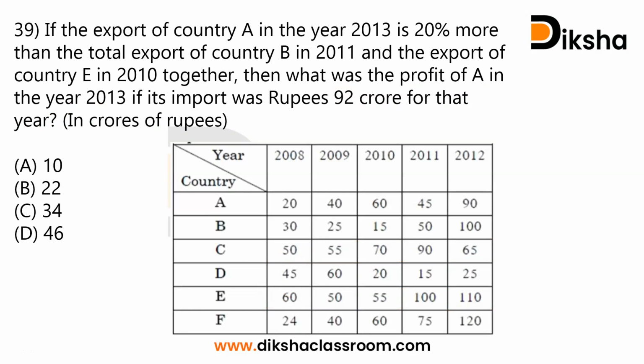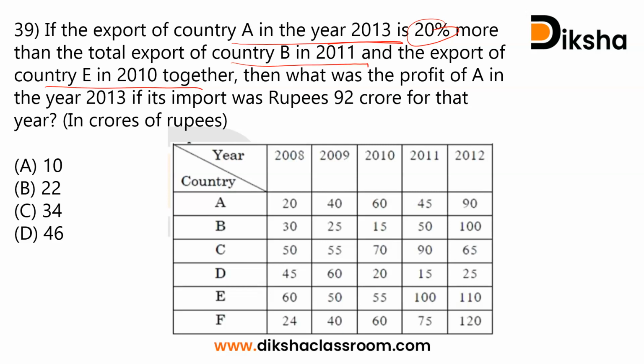Next, 13th question. If the export of country A in the year 2013 is 20% more than the total export of country B in 2011 and the export of country E in 2010 together, then what was the profit of A in the year 2013 if its import was rupees 92 crore for that year? A big question. You want to read it multiple times. They have given that the export of country A in 2013 is 20% greater than the total export of country B in 2011 and country E in 2010. Then we want to find the profit.